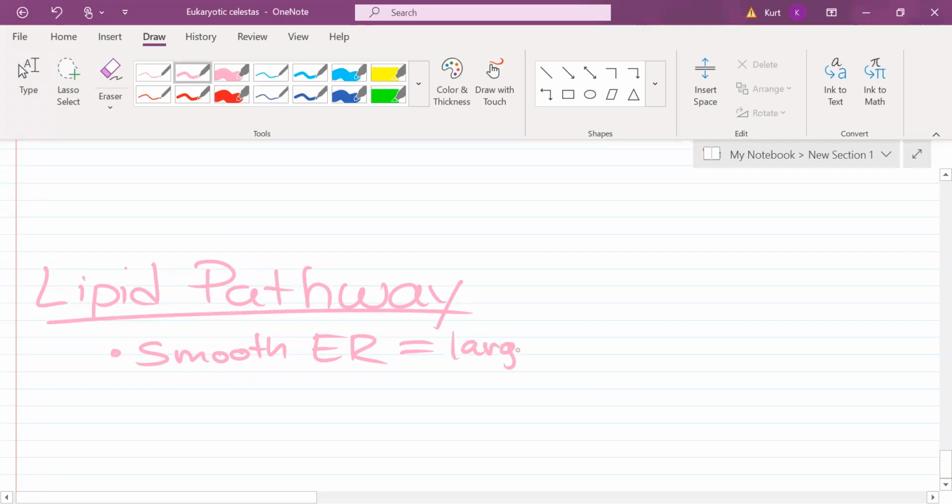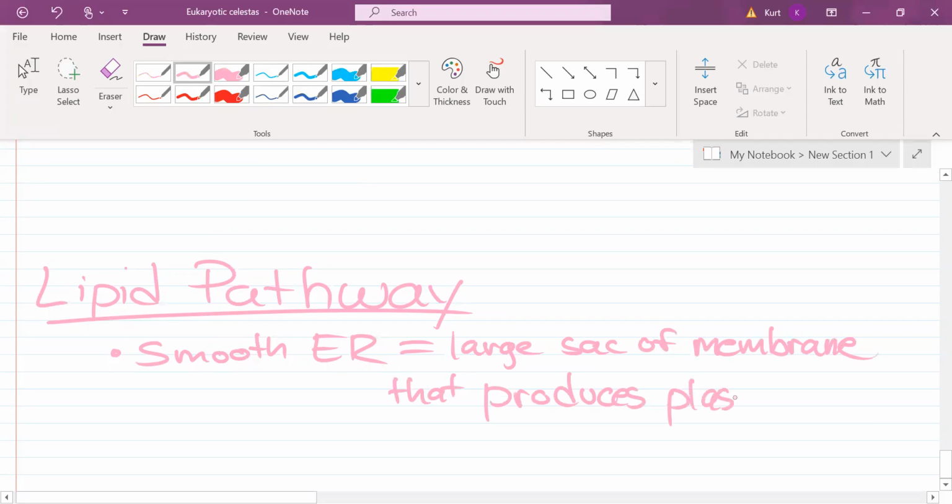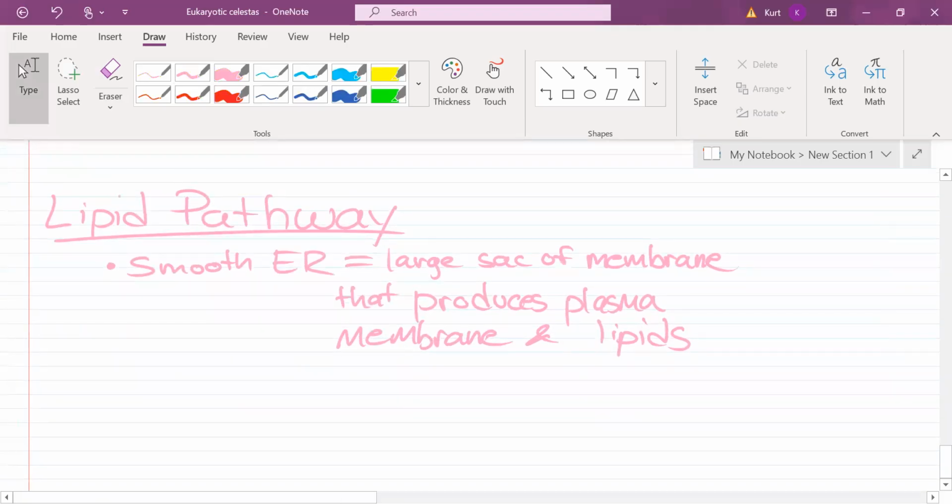This is a large sac of membrane that produces plasma membrane and lipids. So the actual composition of the plasma membrane can get a lot of its contributions from the smooth ER. The smooth ER mainly makes lipids. Are lipids hydrophobic or hydrophilic? So are they polar or non-polar? Good.